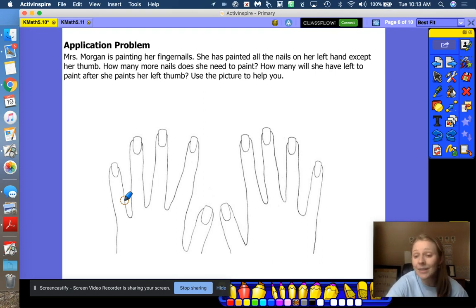But she hasn't painted her thumb yet. So all of her fingers except for her thumb. Let's go ahead and do that. 1, 2, 3, 4.